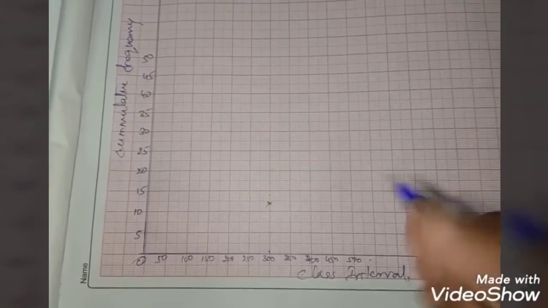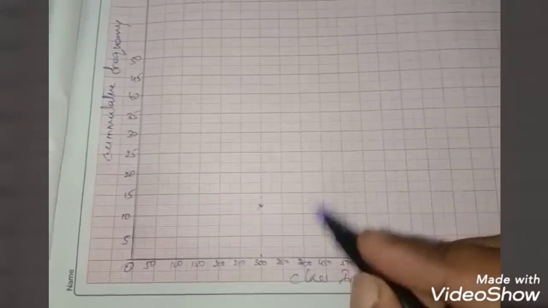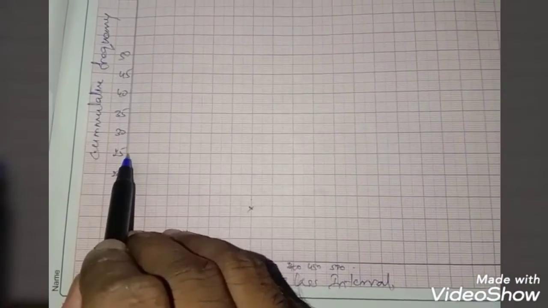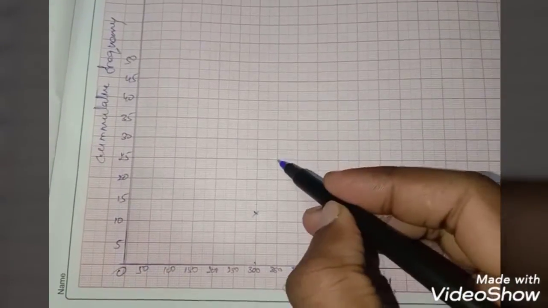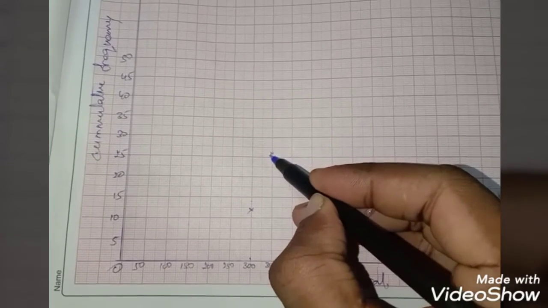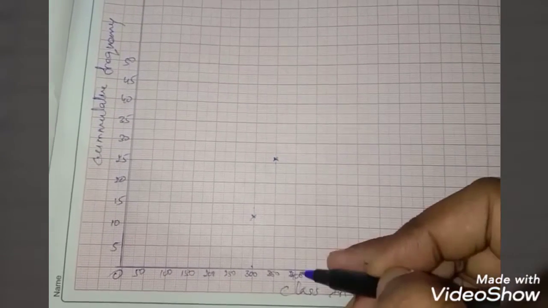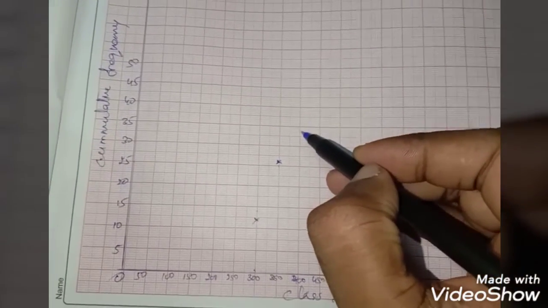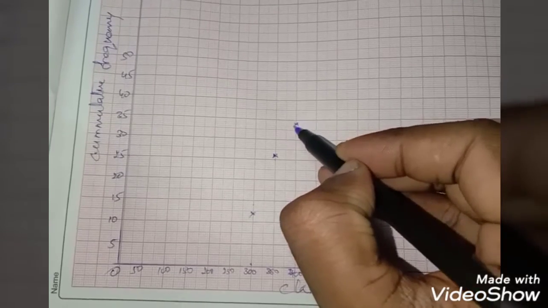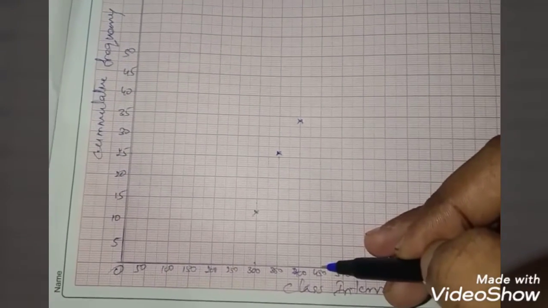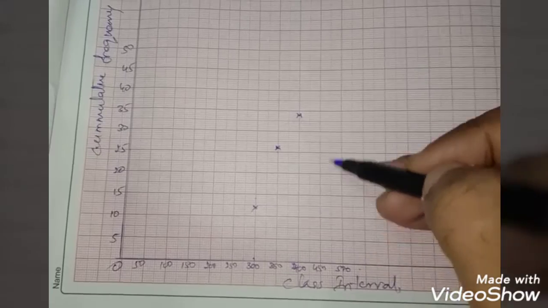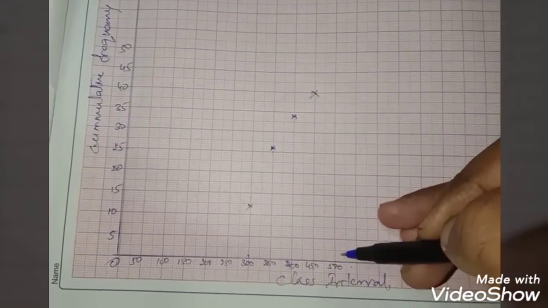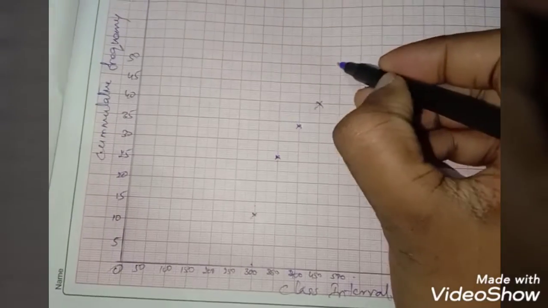Next, 350, the value is 26. So 26 means just above 25. This is 25, so the second point is 26. Next, 400 is 34. 34 means just below the 35 mark. Next for 450, the value is 40, exactly 40 here. Next for 500, the value is 50.